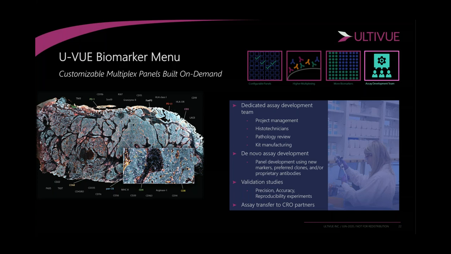We can make a multiplex panel based on what you've already optimized in the lab, or if you have any specific preferences. In addition to that, we can also embark on the validation studies if you want us to do them in conjunction with your lab, such as precision, accuracy, or reproducibility experiments. And then finally, especially if you're a pharma company and you are only going to be testing this with a couple of slides, confirming that it works for your project, and then sending off either to another partner lab or a CRO, we can also transfer these assays directly to your CRO partner.